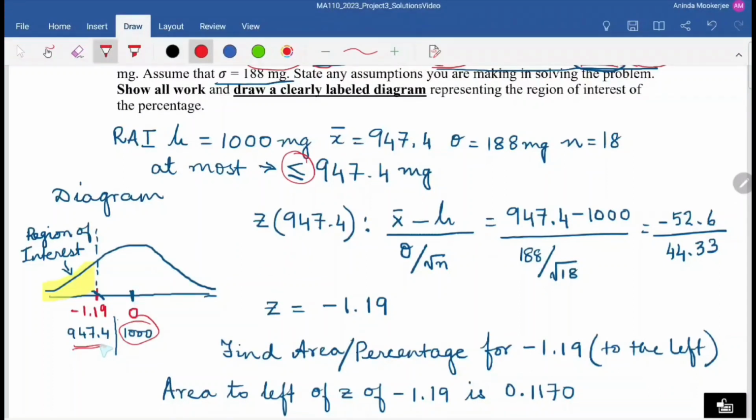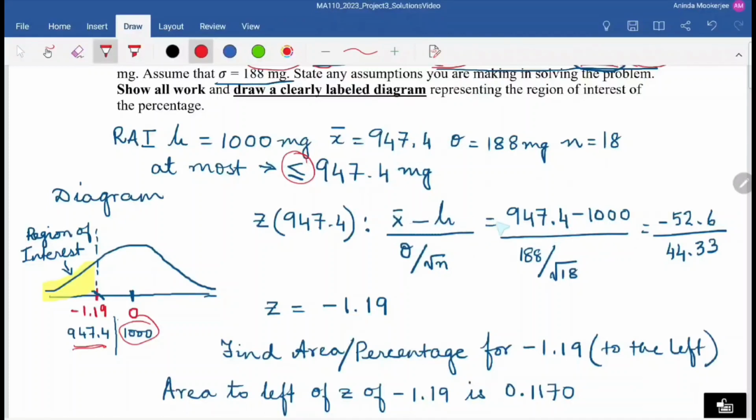So we have to find the Z value. We are looking for the area of this region of interest, but we cannot find the area unless we know the corresponding Z value. And we use the formula X bar minus mu divided by sigma over square root of n. That's the formula we have to use because we are dealing with samples here, not population. So plug in the values correctly. If you have listed them up here, it's easy to pick them up and plug into the correct variables.